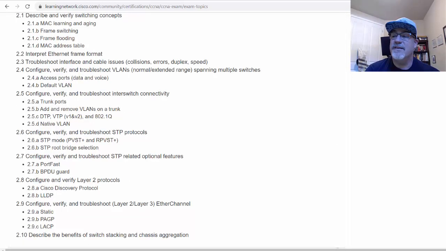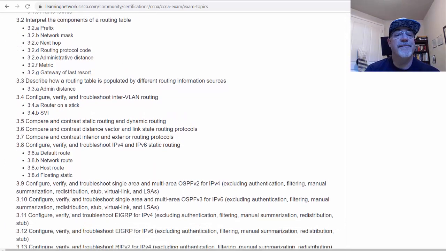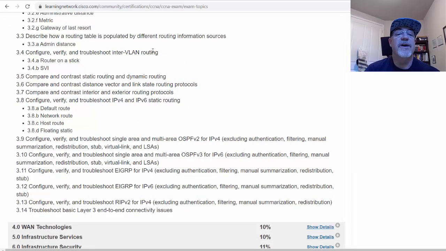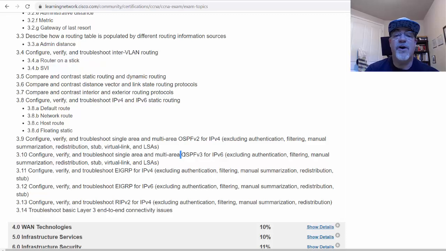On the old CCNA, if we scroll down here under routing technologies, which was also the largest section, it talked about routing, administrative distance, all these things. So inter-VLAN routing, router on a stick, switched virtual interfaces, that was listed here specifically that you had to configure it. But on the new CCNA, that's not listed that you have to know how to configure it specifically. The difference between interior and exterior routing protocols. And then all of this stuff, you needed to know OSPF version 3 for IPv6, EIGRP for IPv4 and IPv6, and RIP version 2. You do not need to know RIP version 2, EIGRP, or OSPF version 3 for IPv6 on the new CCNA.